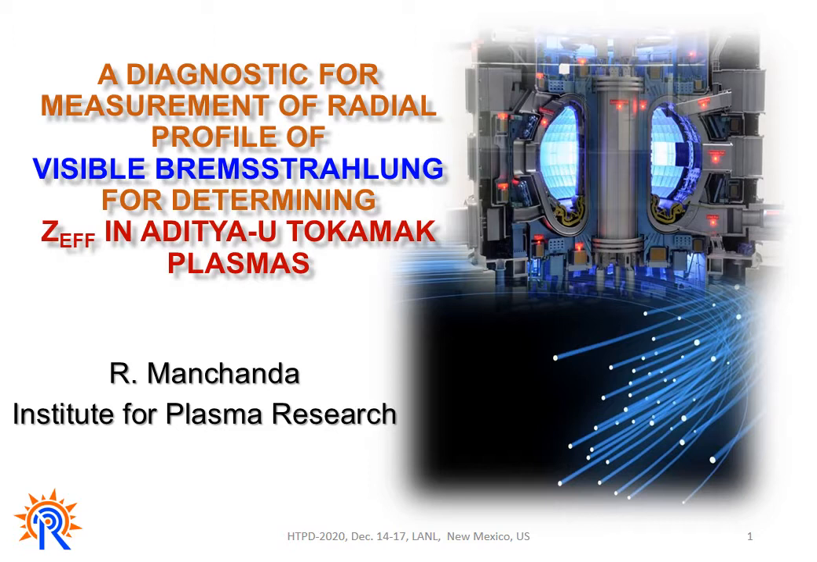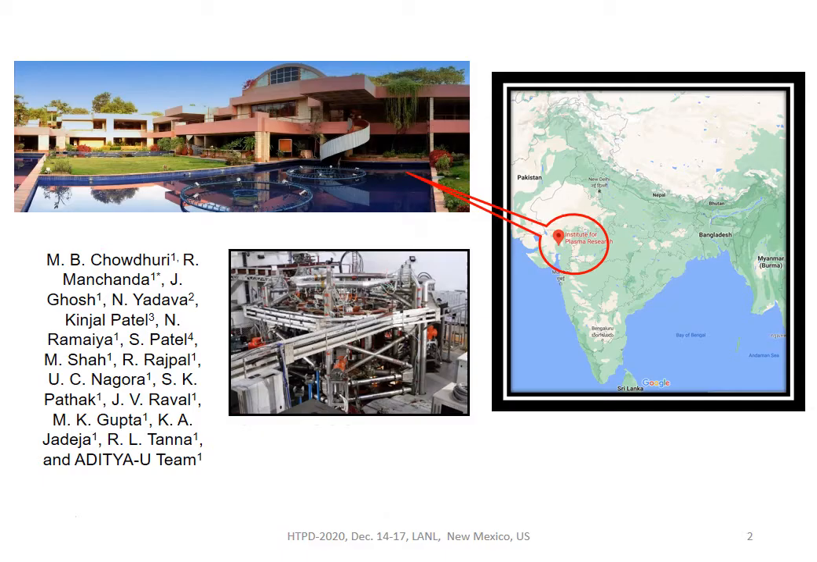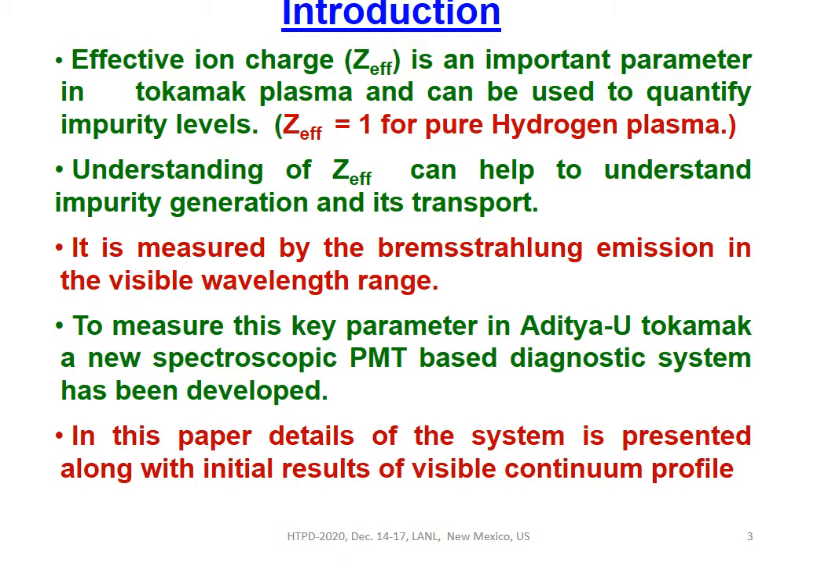A diagnostic for measurement of radial profile of visible Bremsstrahlung for determining Z effective in Aditya U tokamak plasmas. I am Ranjana Manchanda from Institute for Plasma Research. I will be talking on behalf of my colleagues at the Institute for Plasma Research, India. We have developed a diagnostic to record the radial profile of visible Bremsstrahlung to determine Z effective in Aditya tokamak plasma.